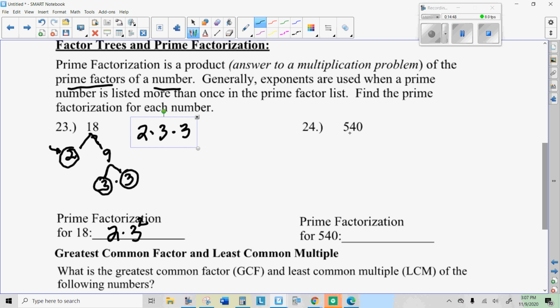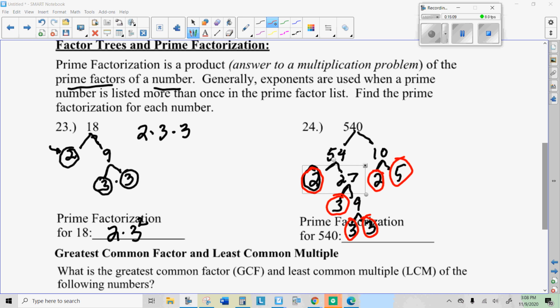Okay, I'll get you started on this and I'm going to let you finish it. One thing I know is that when a number ends in 0, you can divide it by 10. So I'm going to do 54 and 10. Now neither of those are prime, so you're going to have to continue there. Give it a shot.